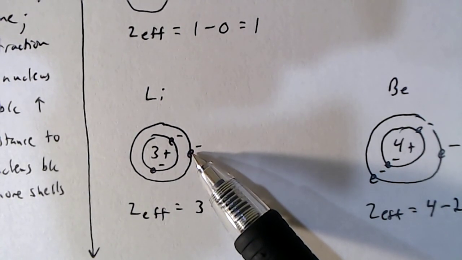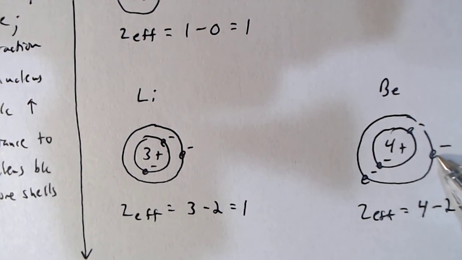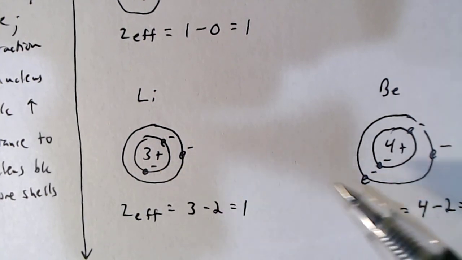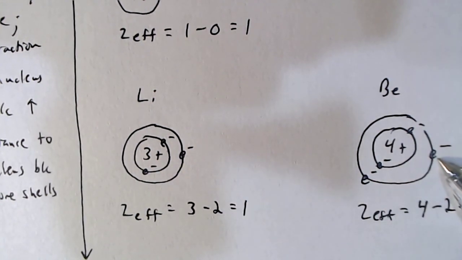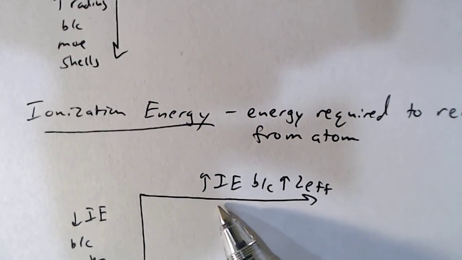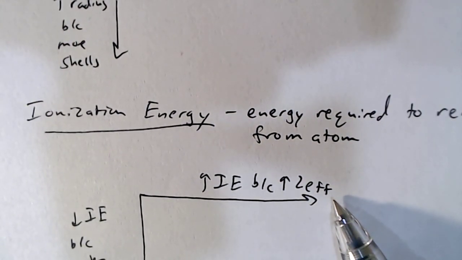So it's harder to pull this electron off from beryllium than it is this electron from lithium, because this electron has effectively twice as much attraction to the nucleus, having twice the effective charge. So you need about twice the amount of energy to remove this electron than that. So ionization energy will increase as you go to the right. You get more and more protons holding electrons to the atom, and so it requires more energy to pull those electrons off.